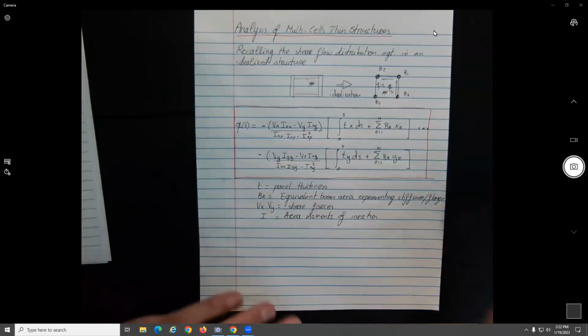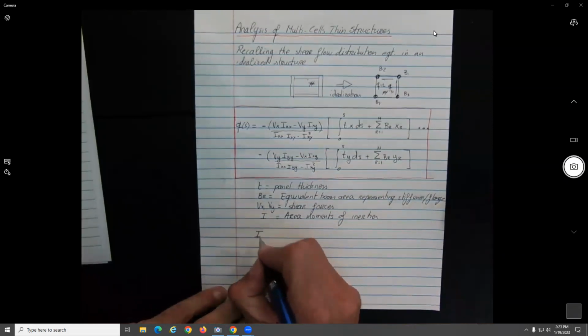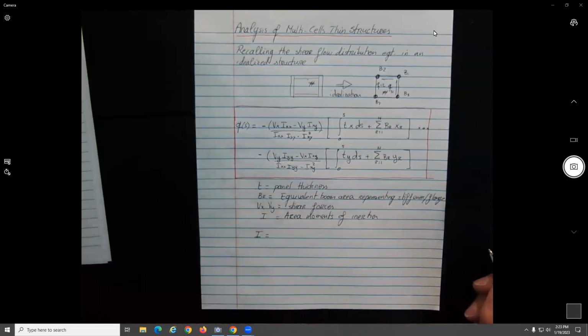So one question, I like to ask this question. What is the definition of the moment of inertia? Physically, what does that represent?